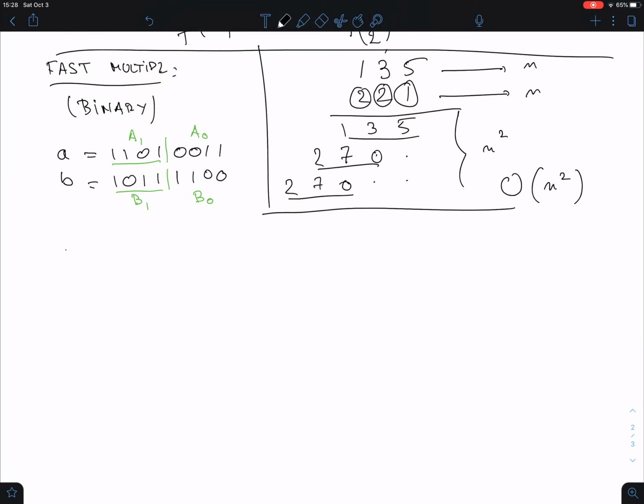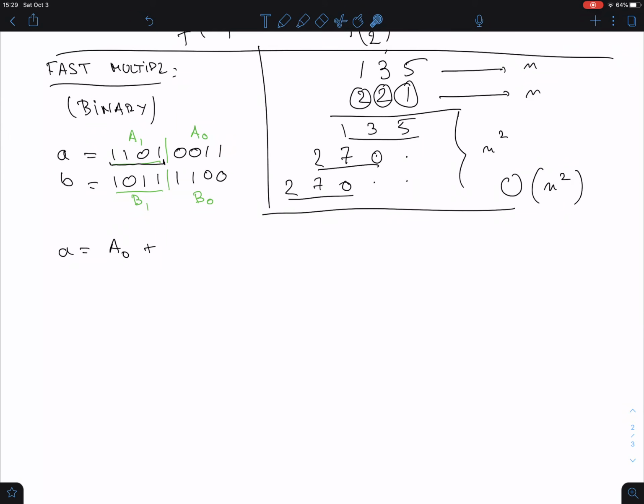Let's write down A in terms of A1 and A0. Well, it's A0 plus A1. No, because there are 4 digits. It's actually this number here. If you think of it, what does it mean in A? It means that you have all zeros here, right?